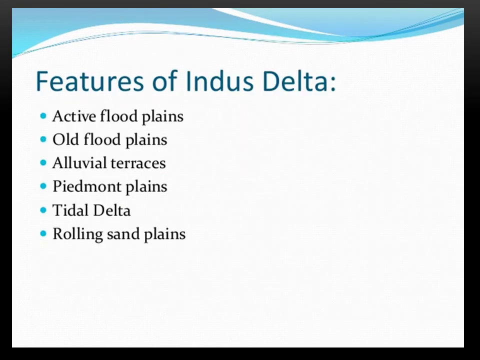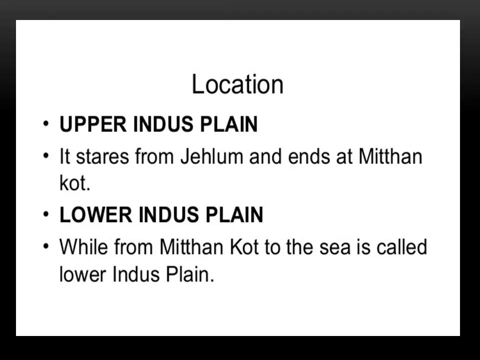Then we learned about the features of the Indus Plain. These were the active floodplain and the old floodplain. I also told you about the features of the Doab, and I explained the cross section of the Doab, in which I showed the active floodplain, the old floodplain, the levees, the scarp, the meanders, and the cover area. Then the alluvial terraces; we covered the Piedmont plains and the tidal deltas in the previous lecture.